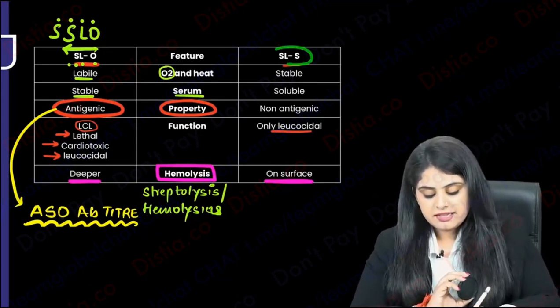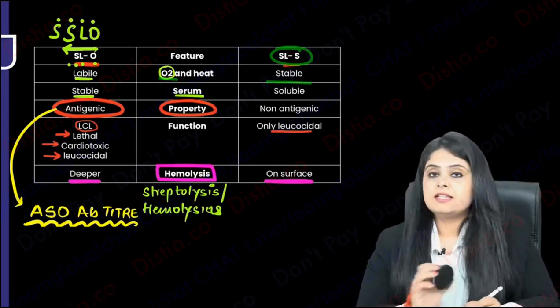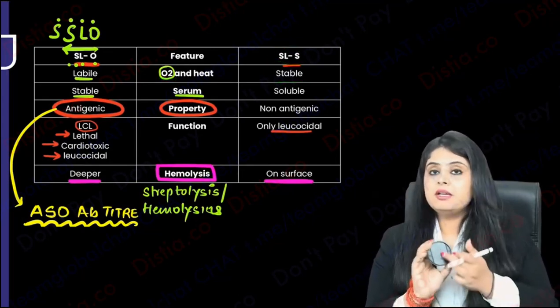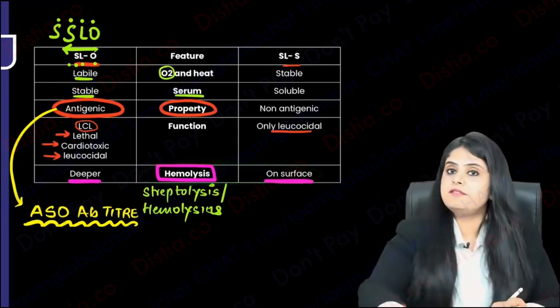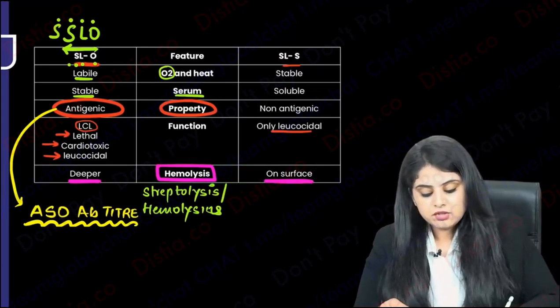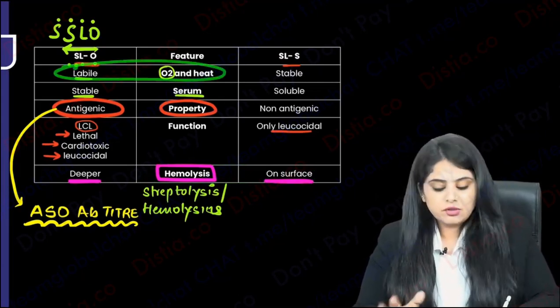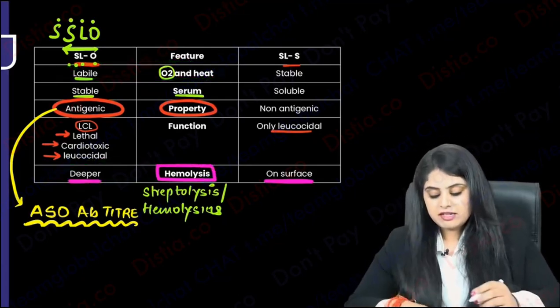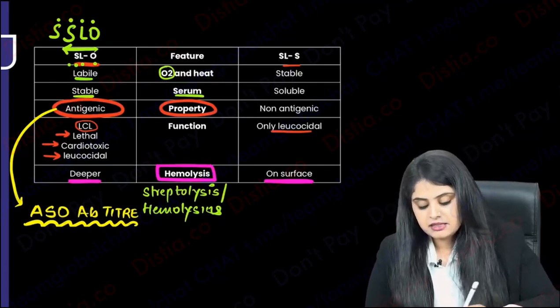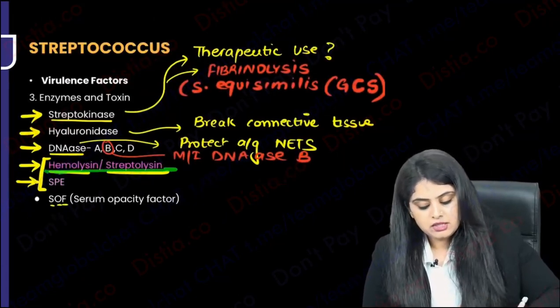On the other hand, SLS was oxygen stable. It means, will it be able to cause hemolysis on the surface where there is oxygen? Yes, it will be able to. Everyone's got the concept that SLO is oxygen labile, a little scared of oxygen. So on the surface, it will not cause hemolysis. Deeper, it is going to cause hemolysis. That is what you have to know regarding the streptolysins or the hemolysins.